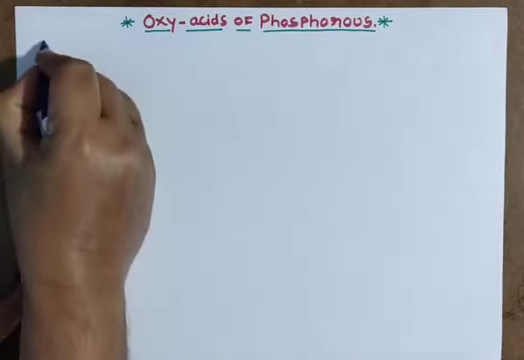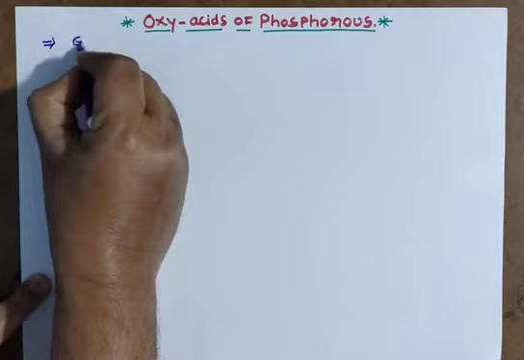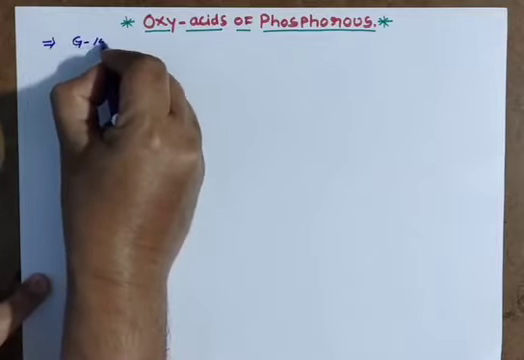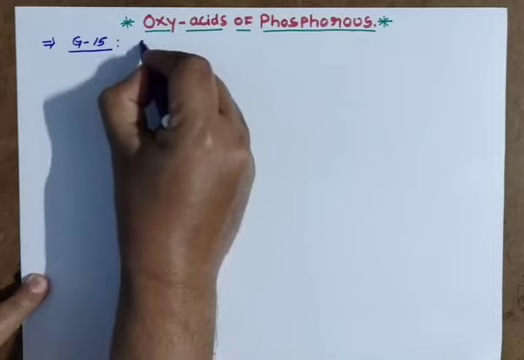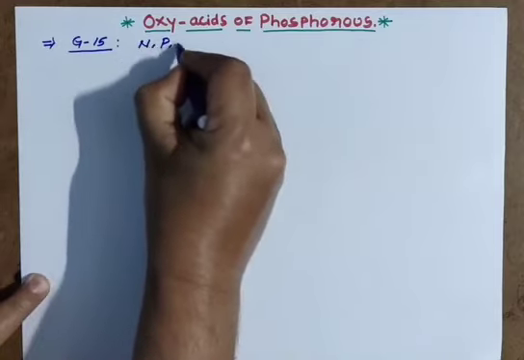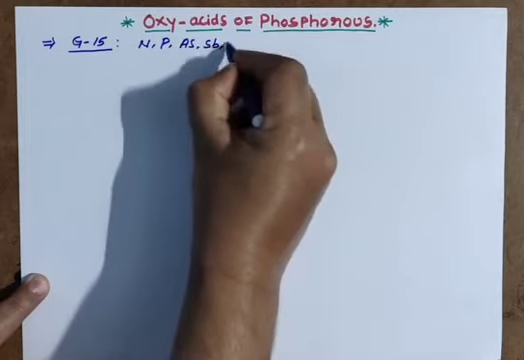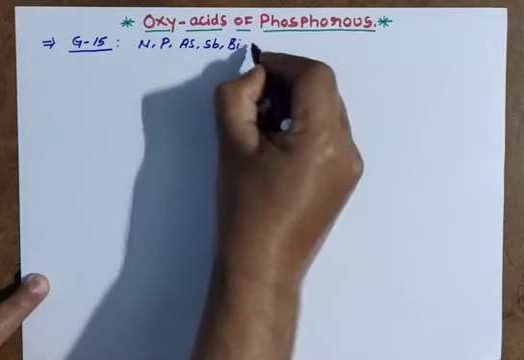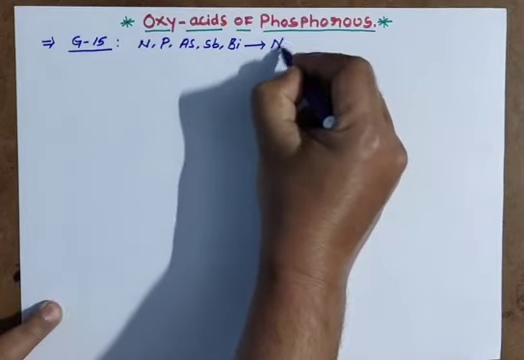Today I am going to explain oxyacids of phosphorus, that is the nitrogen family. You know the nitrogen family, that is group 15 elements: nitrogen, phosphorus, arsenic, antimony, bismuth, and this is given with a trick.